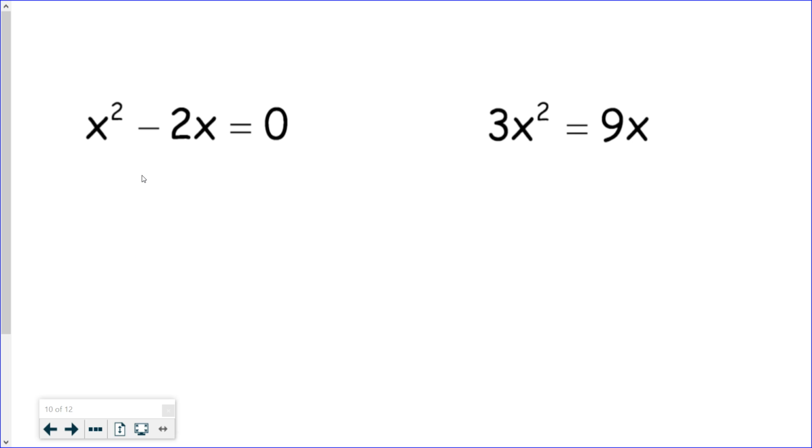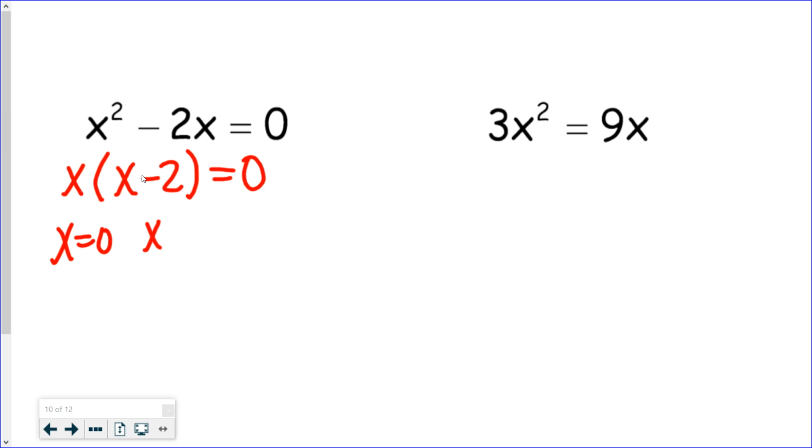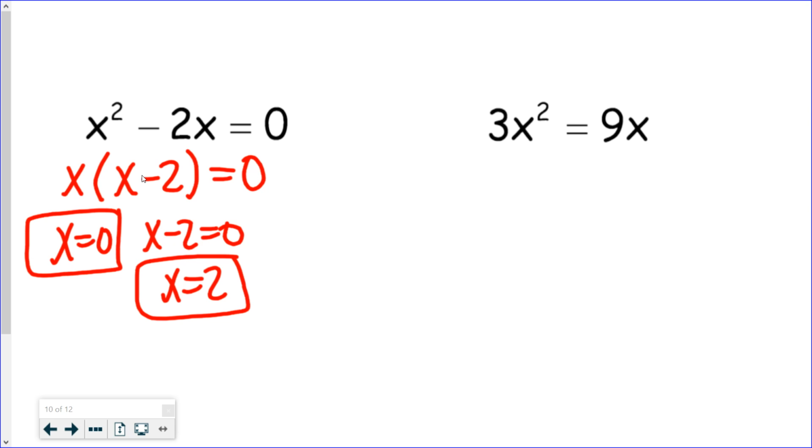So instead, I'm going to do some factoring. What's common to both x squared and 2x? They both have an x in common. When you pull out that x, you've got one x left over and then minus 2. Now we've already factored it as far as we can. So one solution is x equals 0, or x minus 2 equals 0, which means x would be 2. So there's my two solutions for this one.